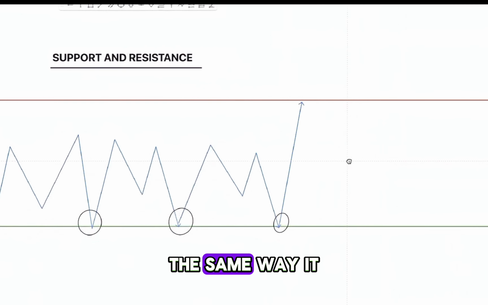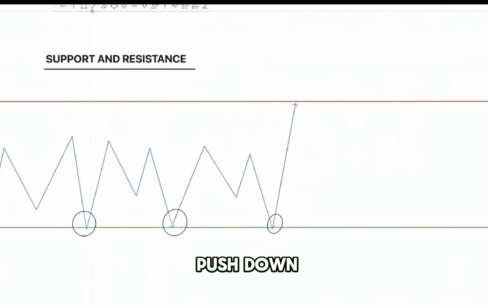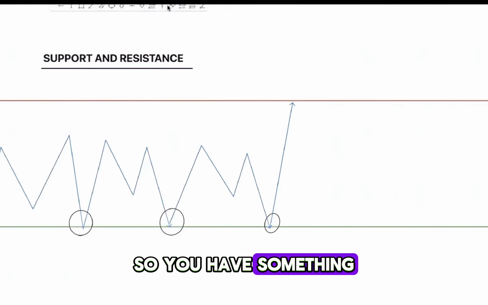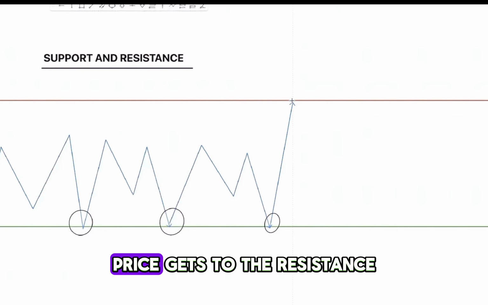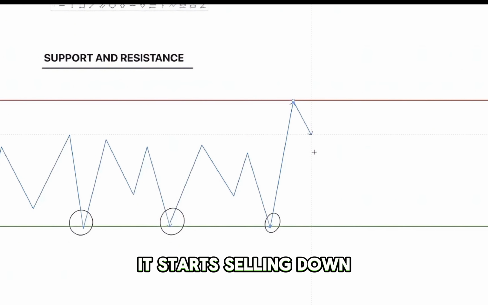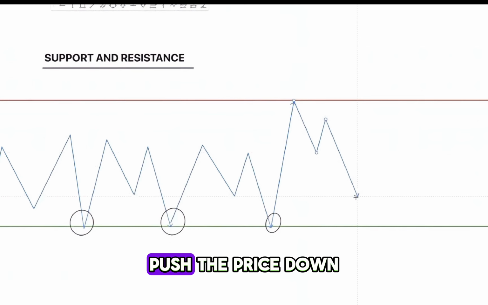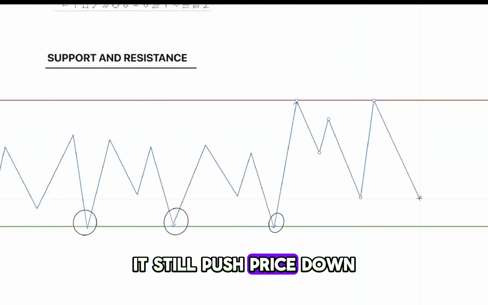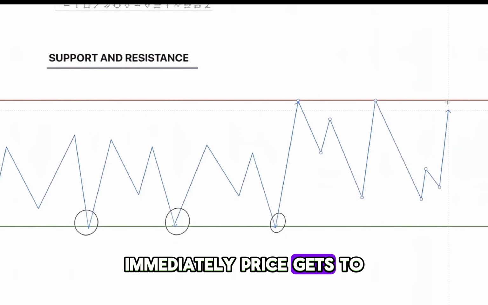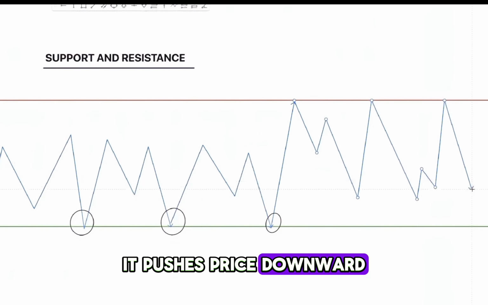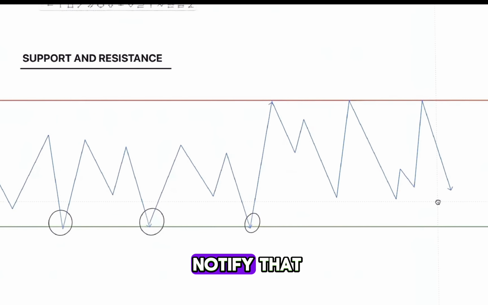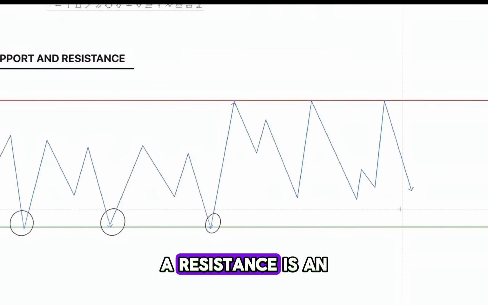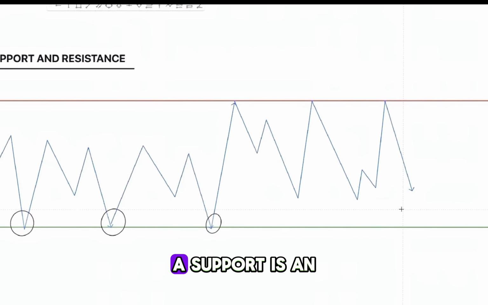The same way, it must have historical push down, selling off price downward. So you have something like this. Price gets to the resistance, it starts selling down, pushes the price down, and immediately price gets to that same point, it still pushes price down. Immediately price gets to that point, it pushes price downward. This is how you notice that this area is a key level to sell from. A resistance is the area where you sell, a support is the area where you buy.